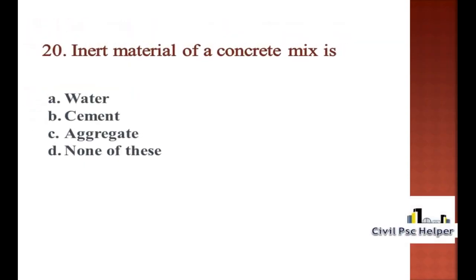20th question. Inert material of a concrete mix is option A water, option B cement, option C aggregate, option D none of these. The inert material of a concrete mix is aggregate. Option C is correct.